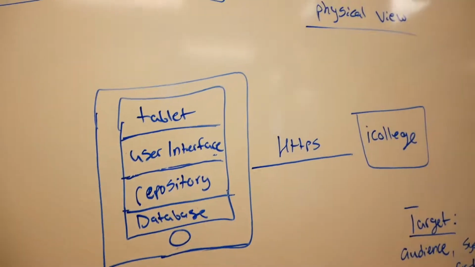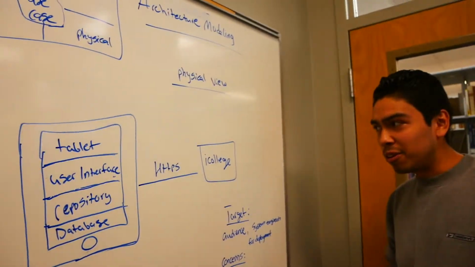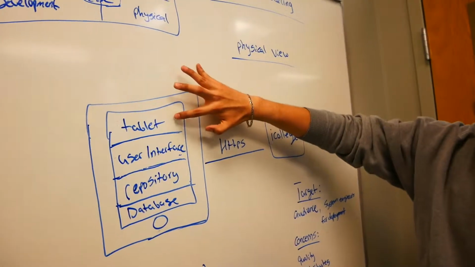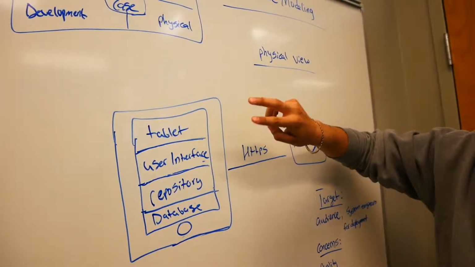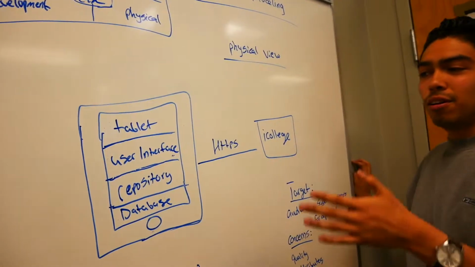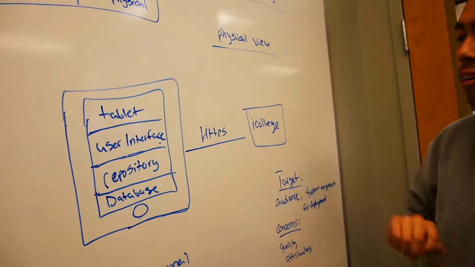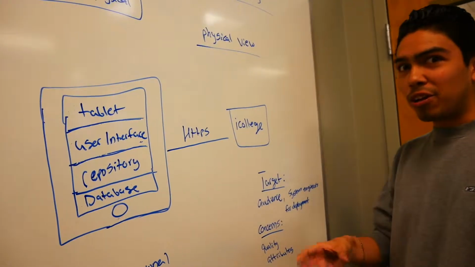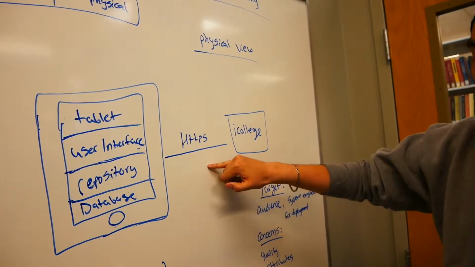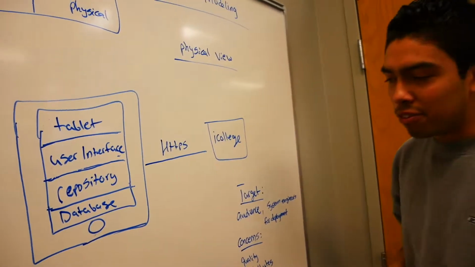Ideally, it'll target just a general audience, really for the system engineers for deployment. So physically, we'll have the functionality. You'll have the tablet, then we'll have the user interface, and between our user interface and our database, we'll have a repository. So our database will store local information on here, and if we don't need information locally and to pull it from iCollege, then we'll have an HTTPS secured communication pathway to iCollege to get that information.